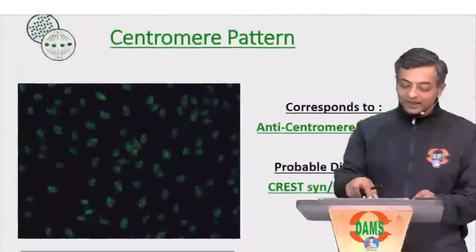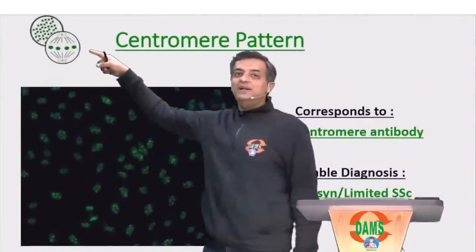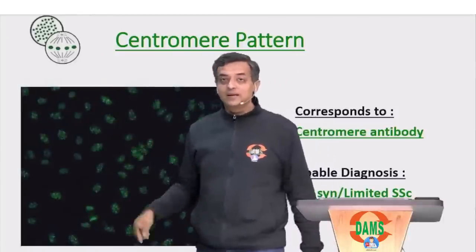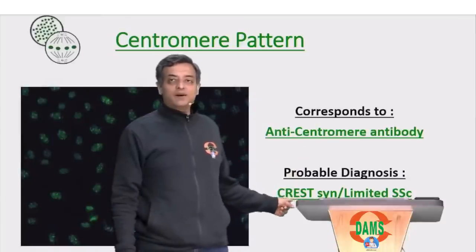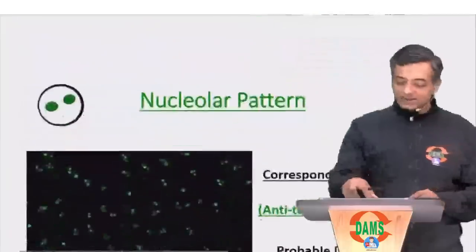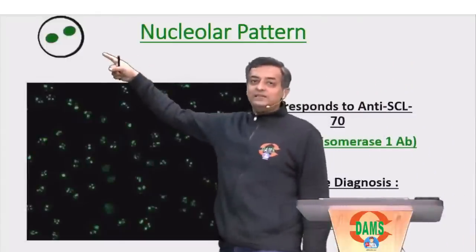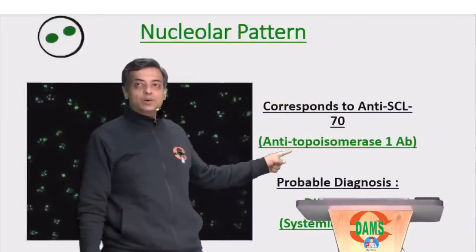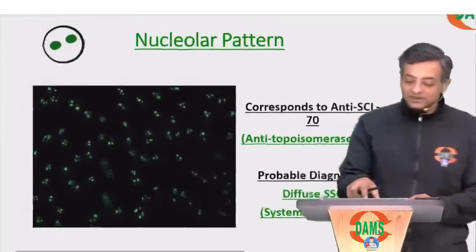But if you get the centromere pattern, I have put the label here. Centromere means a spindle-like appearance. The centromere pattern is seen with the centromere antibody, which is specific for CREST syndrome, limited systemic sclerosis. Nucleolar, look again, like a bifid nucleus you find. Nucleolar means anti-SCL70, topoisomerase 1, and the diagnosis is diffuse systemic sclerosis.